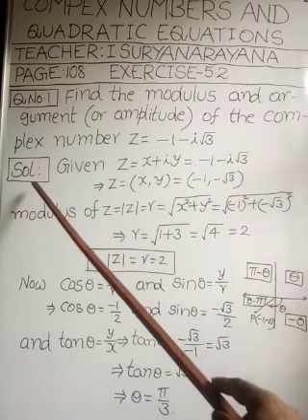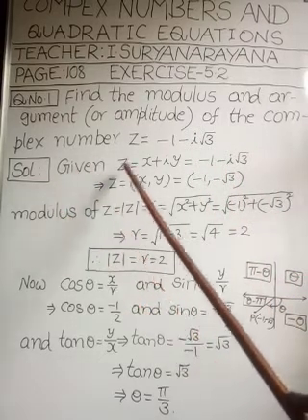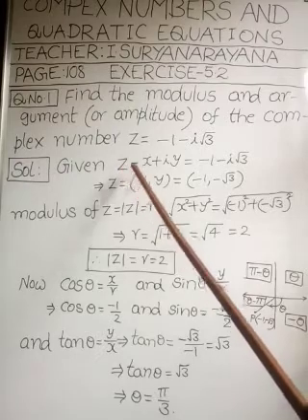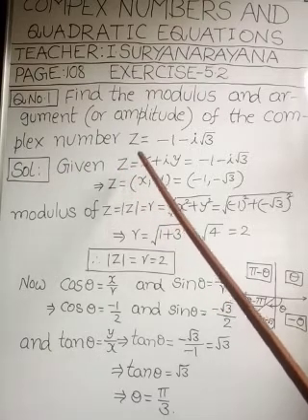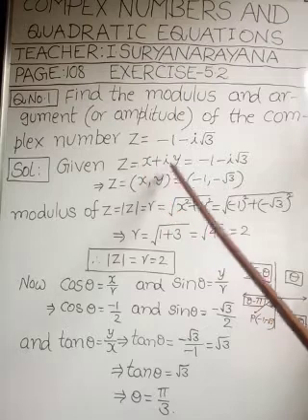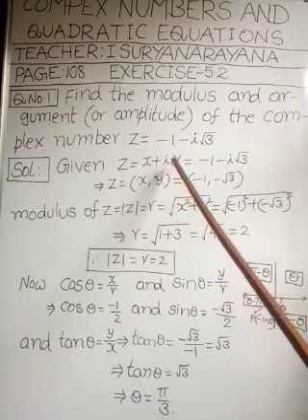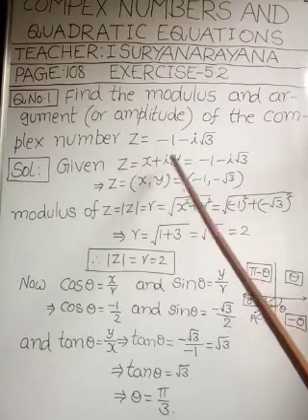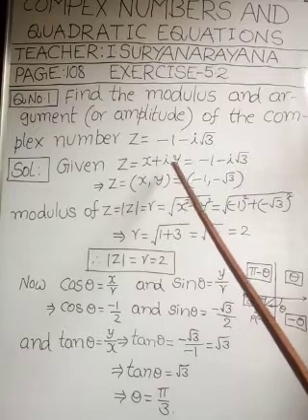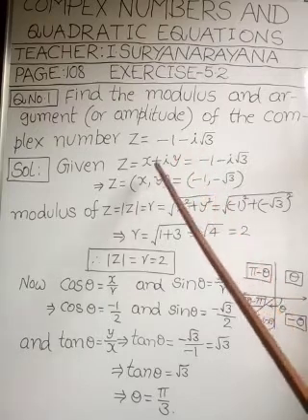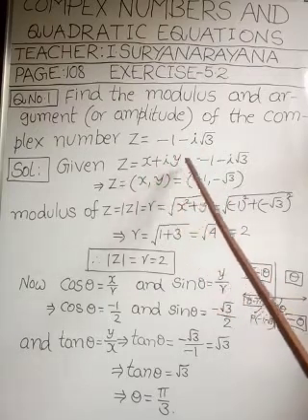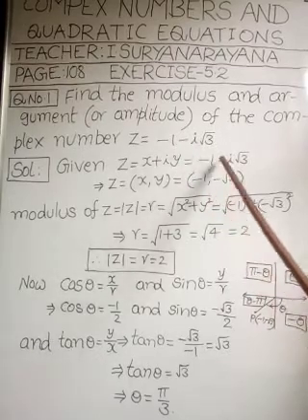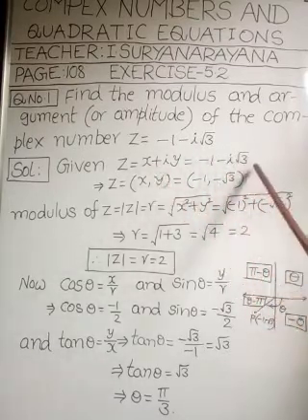Right. Now come to the solution part. First we write the given complex number z. This is the standard form we have already discussed, x plus iy or a plus ib. We can write as per our convenience. So I wrote here x plus iy is equal to -1 minus i root 3. Understood this step, my dear children?